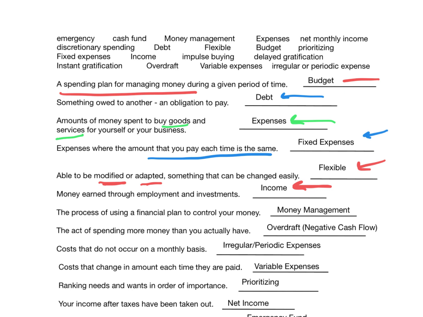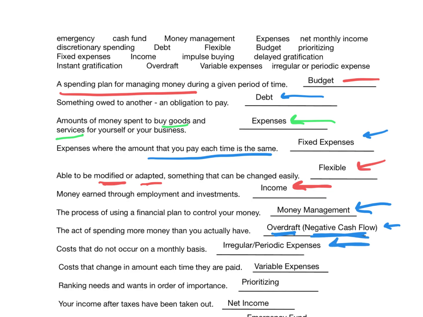The process of using a financial plan to control your money, that's money management. Like you're taking financial literacy, but you're really learning the art or the skill of money management. The act of spending more money than you actually have, that's called overdrafting. That's an example of negative cash flow, when you spend more than you make. When you earn more than you spend, that'd be an example of a positive cash flow.